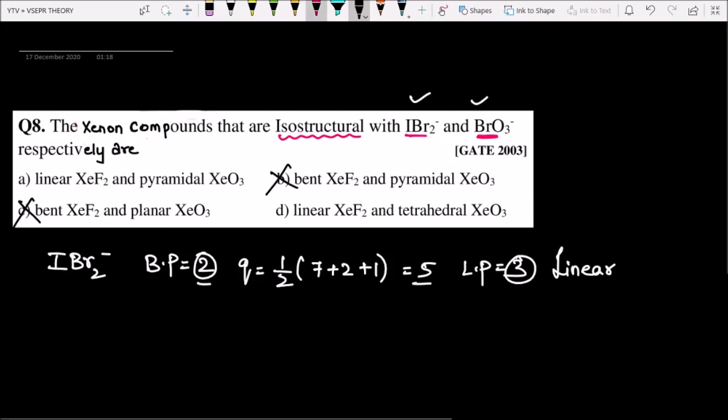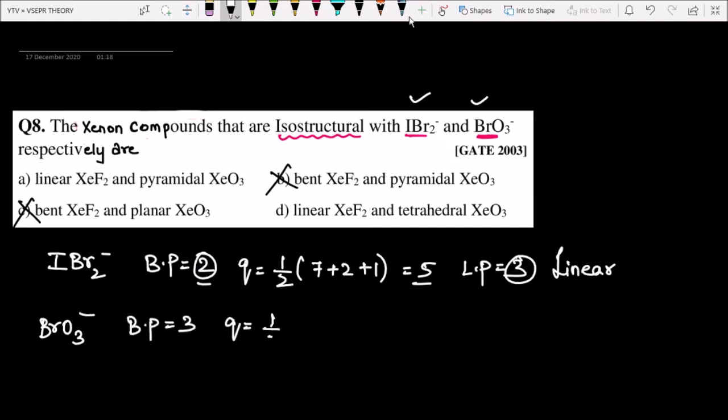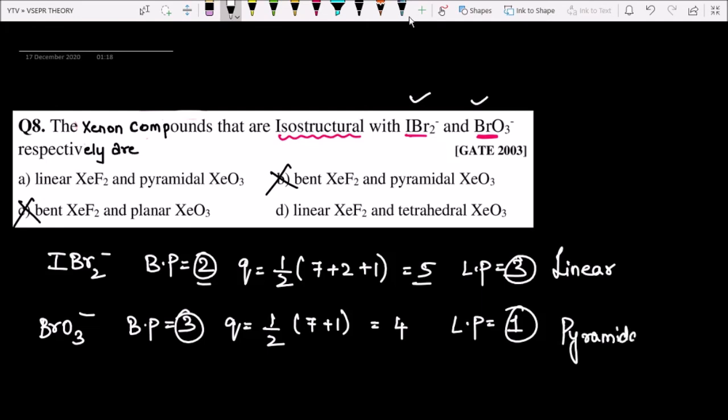Now let's check the next one, that is BrO3 minus. Bond pair is equal to 3 and the quotient is equal to half into 7 plus 1, which is equal to 4. So the lone pair is equal to 1. If the bond pair is 3 and the lone pair is 1, what is it? It is going to be pyramidal. So the correct answer is option A, linear and pyramidal. Okay, let's move to the next question.